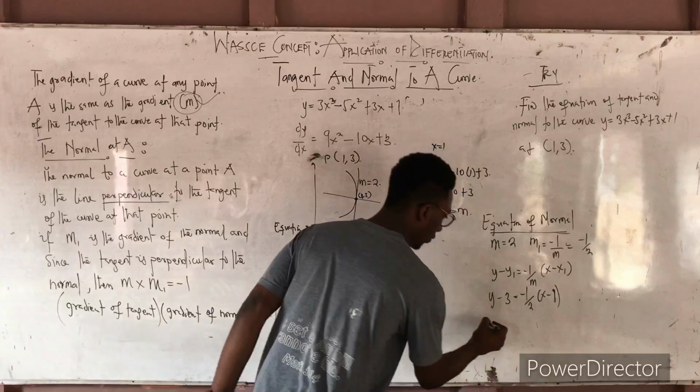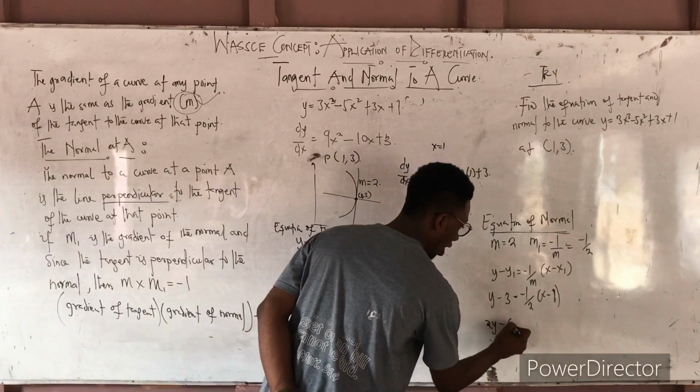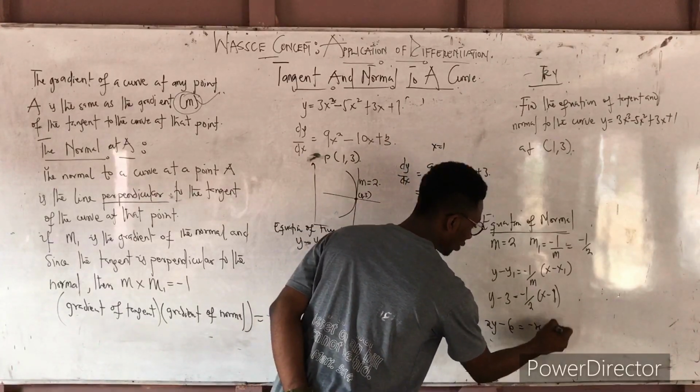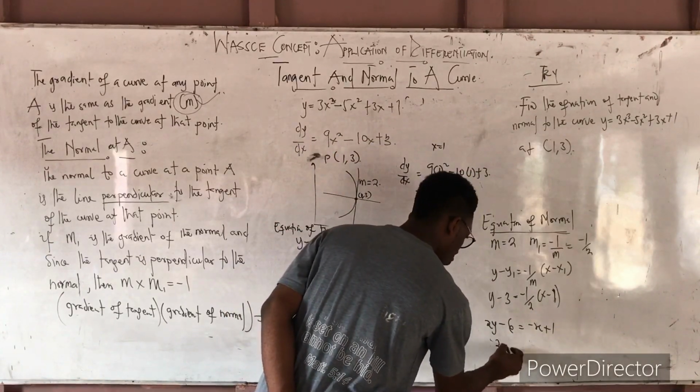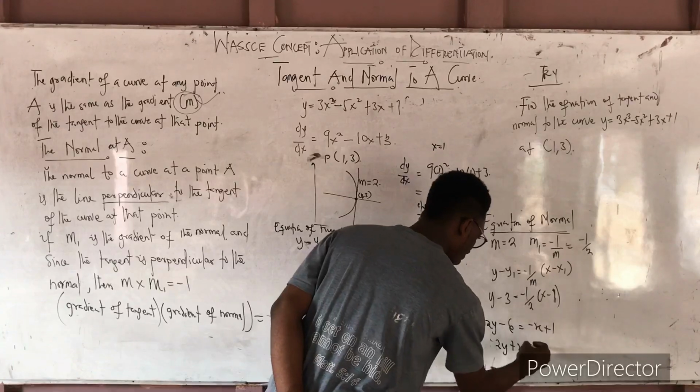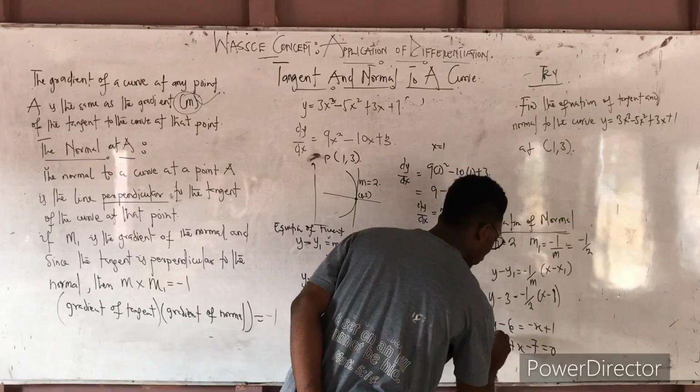Okay, to simplify it, you get 2y minus 6 is equal to minus x plus 1. And from there you can get 2y plus x minus 7 is equal to 0. And this is the equation of the normal.